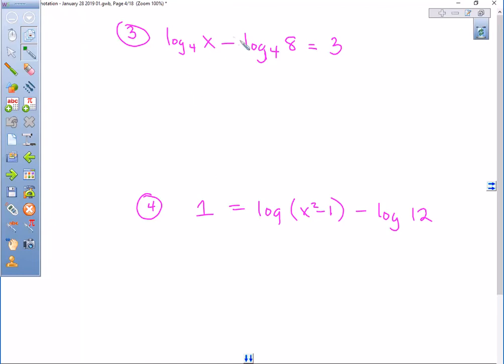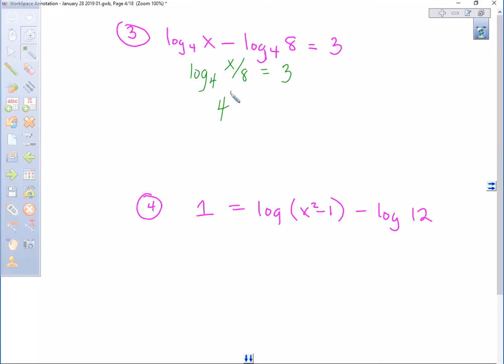Okay, this first one, we have logs on one side. We're going to condense. This subtraction gets rewritten as division. Now we have it written as a single log. Once we get it to a single log, we switch forms. 4 to the third equals x over 8. 4 to the third is 64. So to solve this one at this point, we would have to multiply both sides by 8.